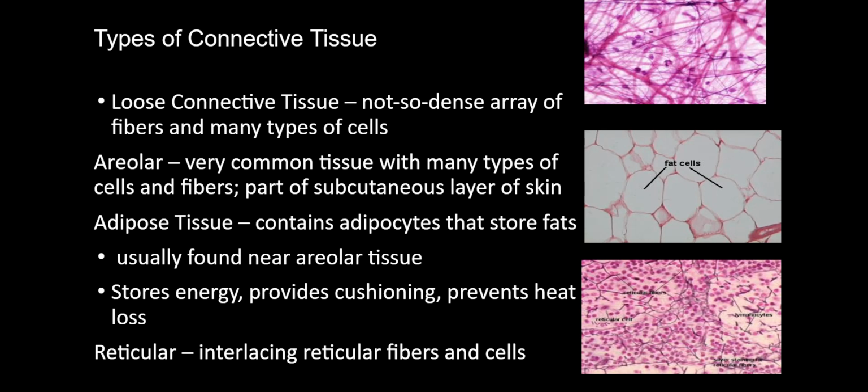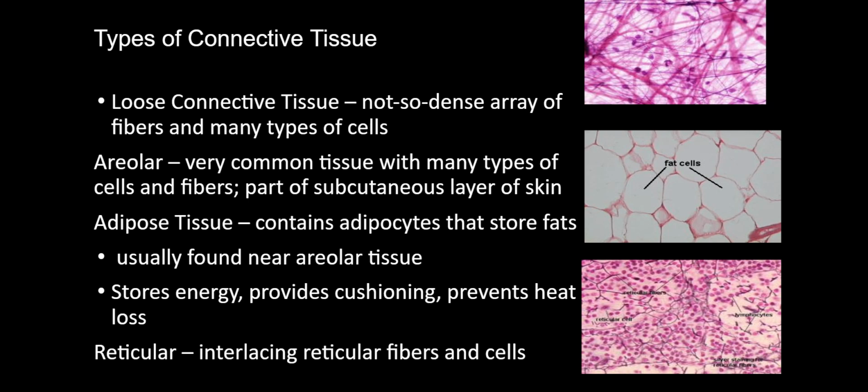Anyway, the first type is what we call loose connective tissue. And just like the name sounds, it's not especially strong. It's mostly a few cells, some fibers, and kind of a liquid or not very strong ground tissue.